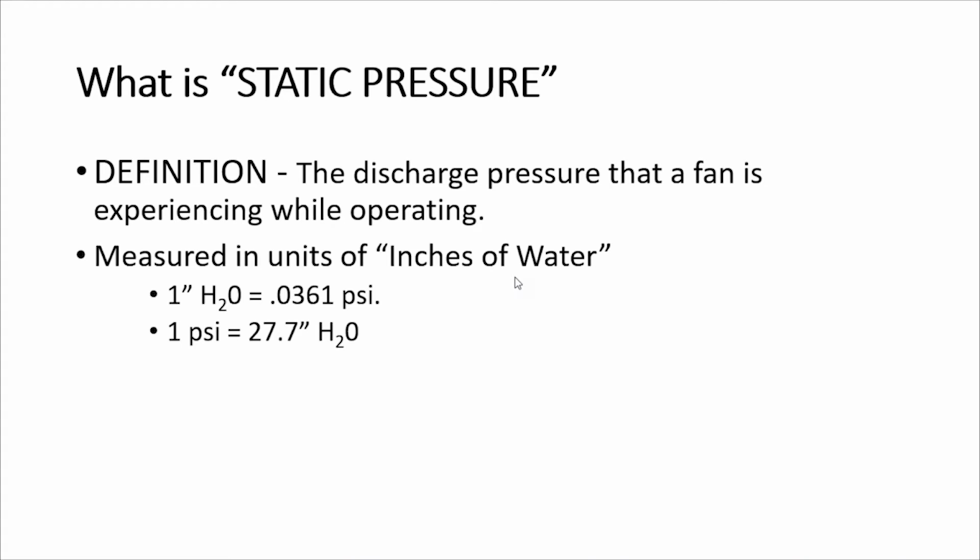The units of measure for static pressure are inches of water, and that's something that's really hard to get your head around because it's hard to appreciate how small a pressure we're dealing with. Just to give you a bit of a feel, 1 inch of water is 0.0361 psi. So it takes 27.7 inches of water to make up 1 pound per square inch, which is super small.